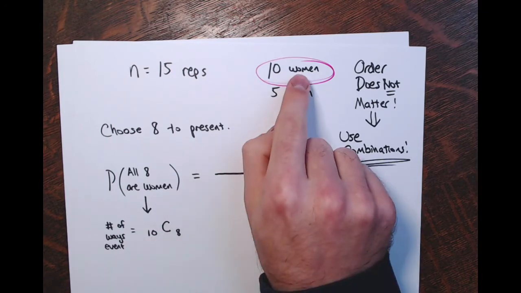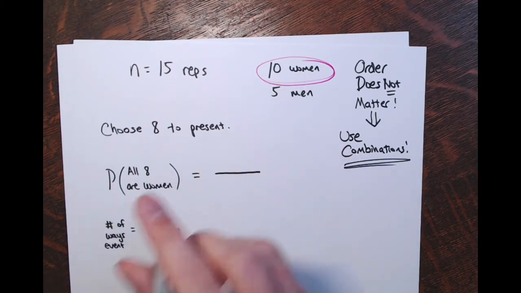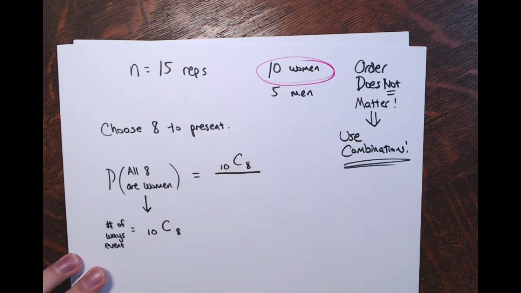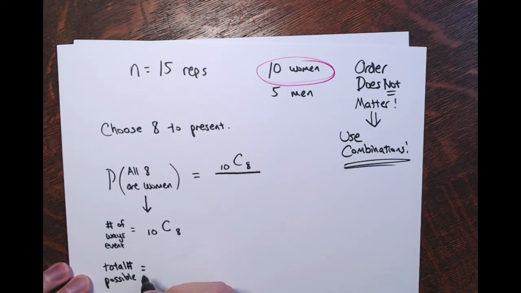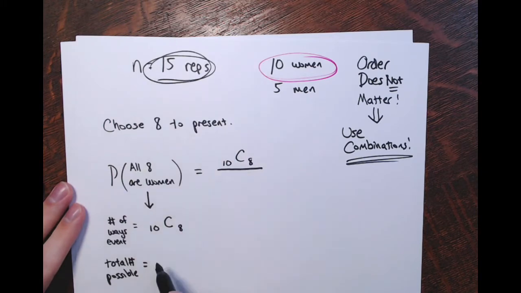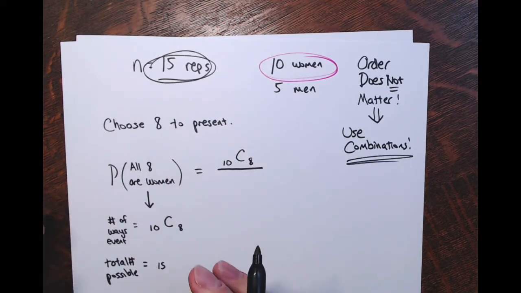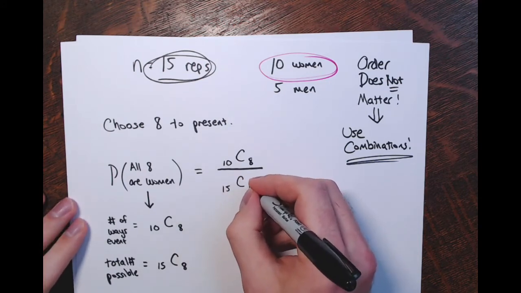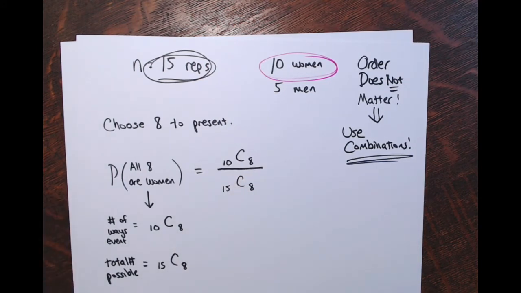So I only choose from the 10 women. From the 10 women, I choose 8. 10 choose 8. Divided by, and then what are the total number of outcomes, the total number possible. So this is where I take any possible 8 people. So I'm choosing from everyone now, right? I have all 15 of them in my group, and I choose 8 from all 15 of them. This would be the total number of possible groups of 8 I could select. So 10 choose 8 divided by 15 choose 8.